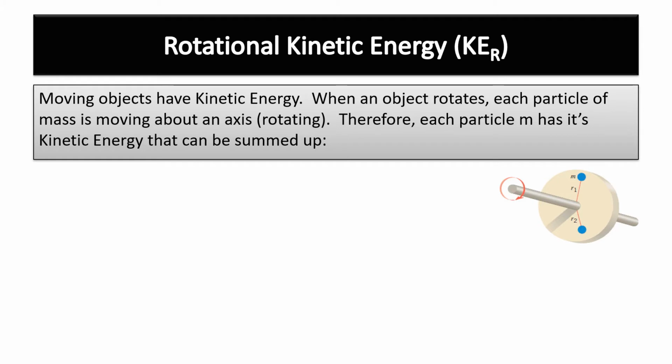Now we could talk about rotational energy, specifically kinetic energy, because it's a type of movement, right? So moving objects have kinetic energy. When an object rotates, each particle of mass is moving about an axis. Therefore, each particle has its kinetic energy that can be summed up. So this is our formula for linear kinetic energy, 1/2 mv squared, and we'll call this the tangential velocity.